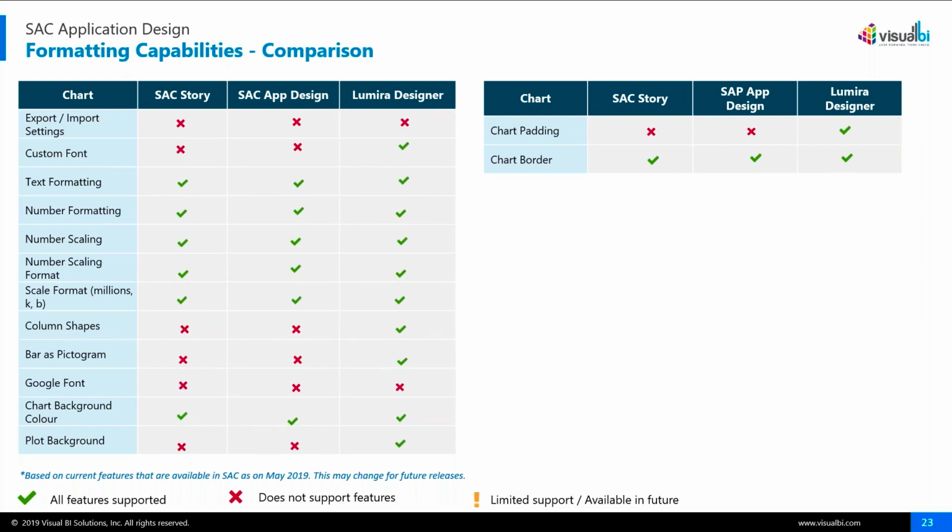So you see there we can do number formatting on it, we can do scaling. So let's say your data is coming in millions, it can be easily scaled up without any hassle in SAC Stories, App Design, or Lumira Designer.